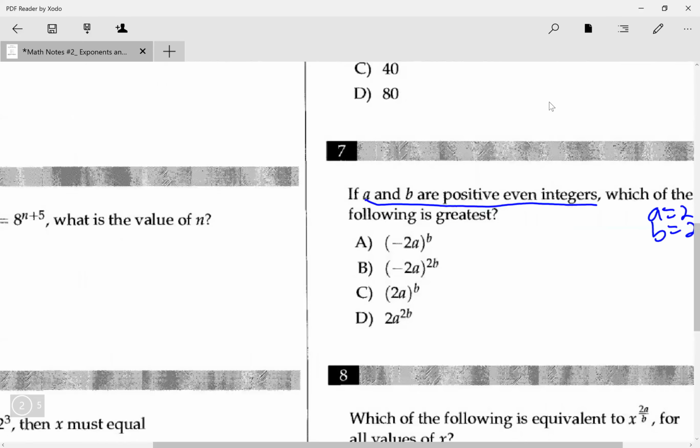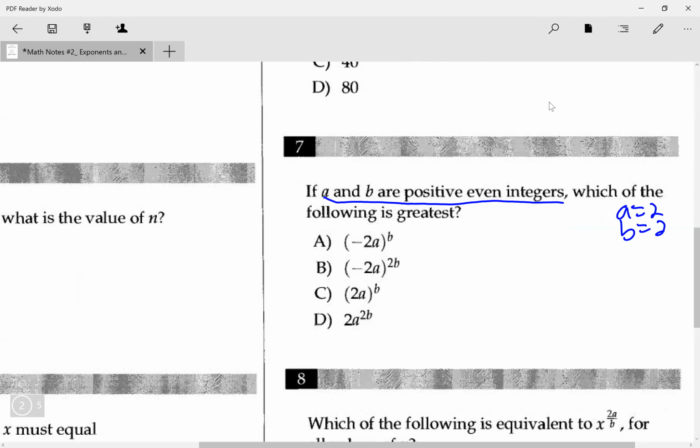So now, plugging in a equals 2 and b equals 2, let's plug it into all of these answer choices and see which one gives me the highest number, because it's saying which is the greatest. So here, this would be -2 times 2 to the 2 power. This would just be -4 squared, which is the same as 16.